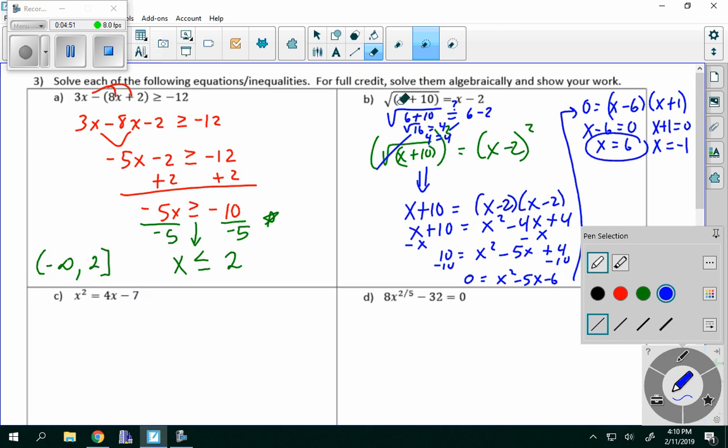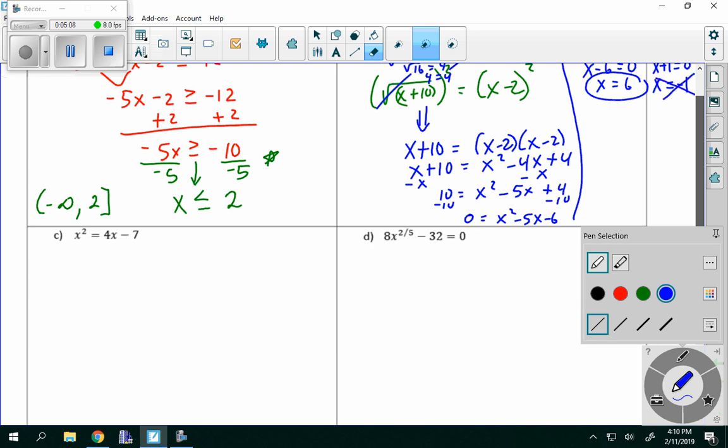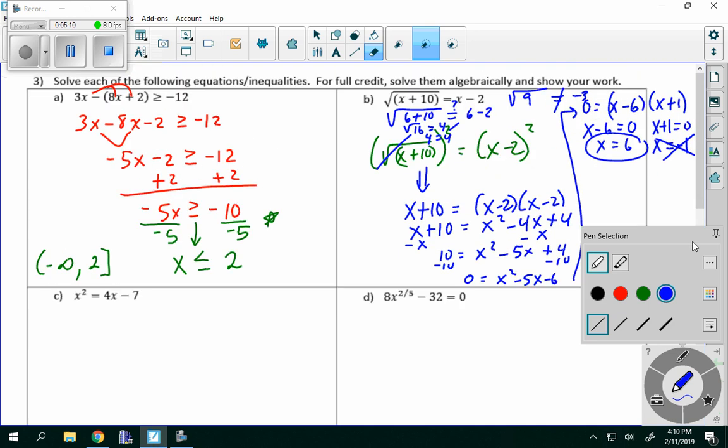However, if I try negative 1, I'll get the square root of 9 when I put negative 1 in for x. But on the right-hand side, I get a negative 3. And the positive square root of 9 does not equal negative 3, so that is not a solution. So this equation has one and only one solution, and that's 6.